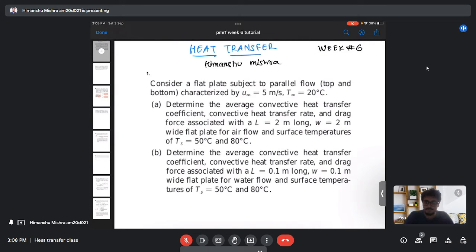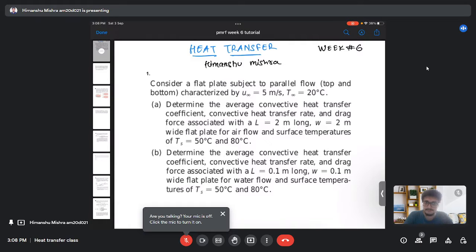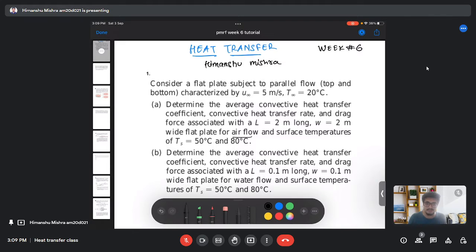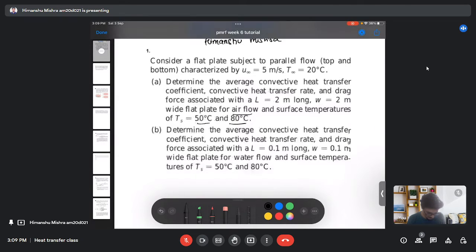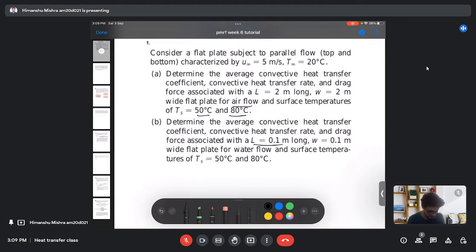In the first question, we consider a flat plate subject to a parallel flow with a velocity u infinity of 5 meters per second and a temperature of 20 degrees Celsius. Determine the average convective heat transfer coefficient, convective heat transfer rate, and drag force when the length is 2 meters and the width is 2 meters for the flat plate when air is flowing. Here air is flowing, and the surface temperature is given as 50 degrees Celsius and 80 degrees Celsius. In the second part, we have a different dimension of the plate, and water is flowing instead of air. We need to find the average heat transfer coefficient, convective heat transfer rate, and the drag force when water is flowing instead of air.